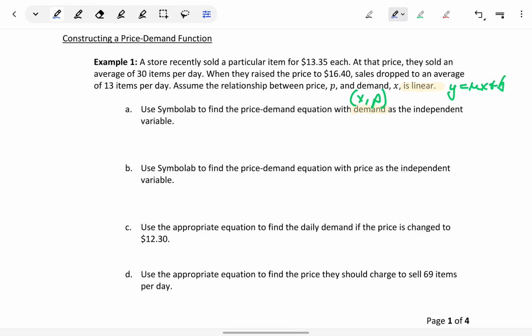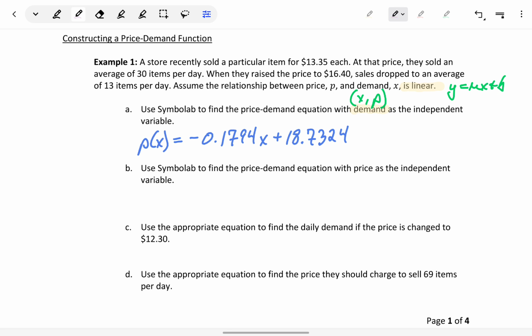And while we were given that output in y equals mx plus b form, it's up to us to know that we should actually rewrite this as p of x, since p is our dependent variable, is going to be equal to negative 0.1794x plus 18.7324. And that's our price demand function with demand as the independent variable.